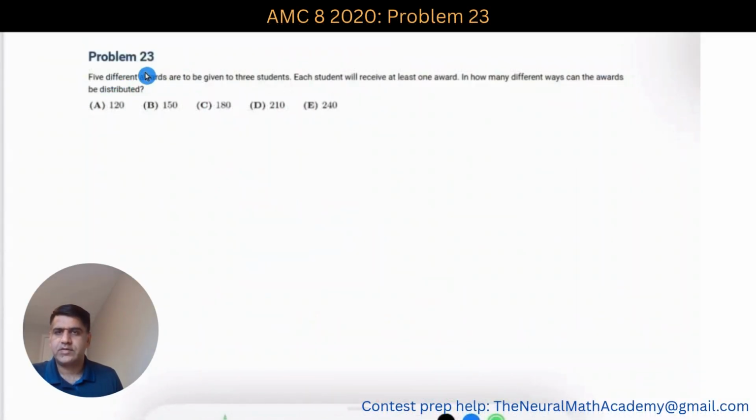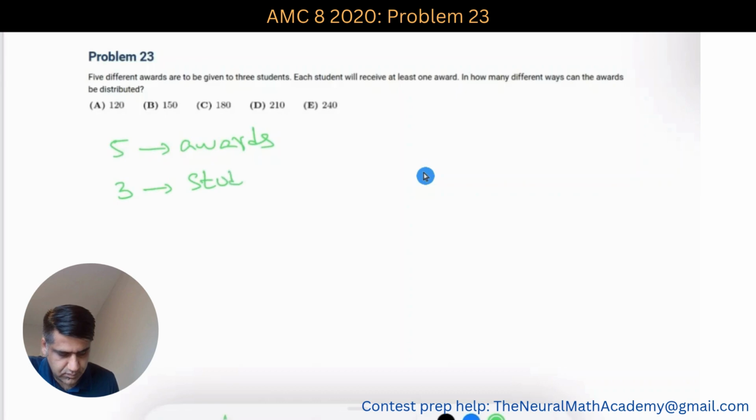Let's solve problem 23, where 5 different awards are to be given to 3 students. Each student will receive at least 1 award. In how many different ways can the awards be distributed? So we have 5 awards which are to be distributed to 3 students. And it says each student will receive at least 1 award.